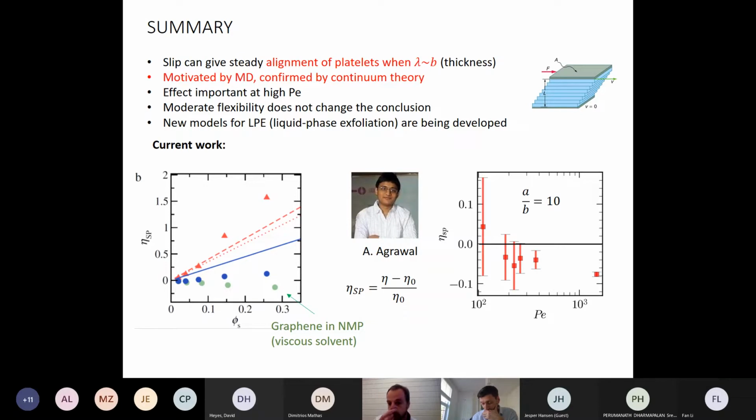I have currently asked my PhD student to do more careful studies of this phenomenon. He has found that there is a critical value of the Peclet number and a critical value of the aspect ratio of the particle beyond which one can obtain a negative specific viscosity.